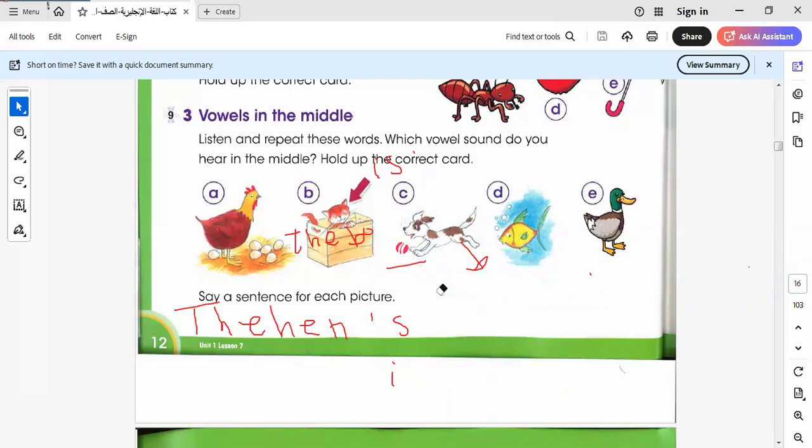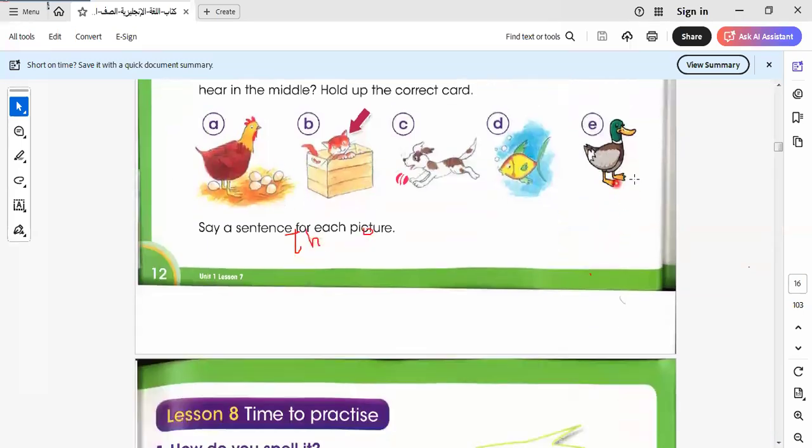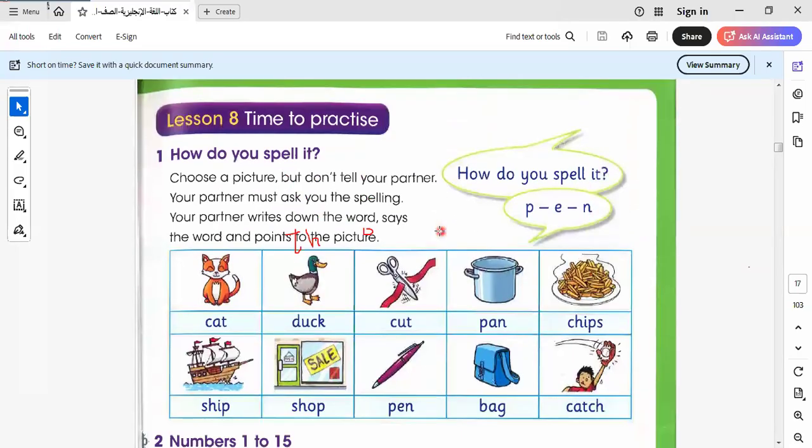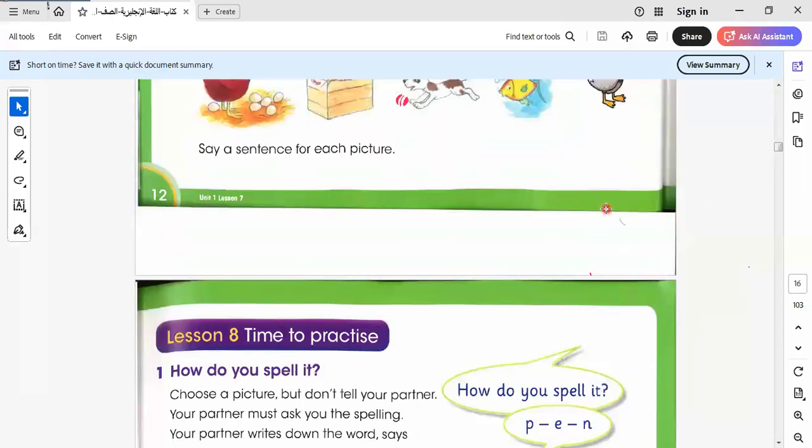Here we say the fish is swimming. For example, the fish is swimming. Or here, it is not the duck, it is the dog. The dog is walking, for example. Okay. Let's go to another one here. Here I can say the dog is walking.